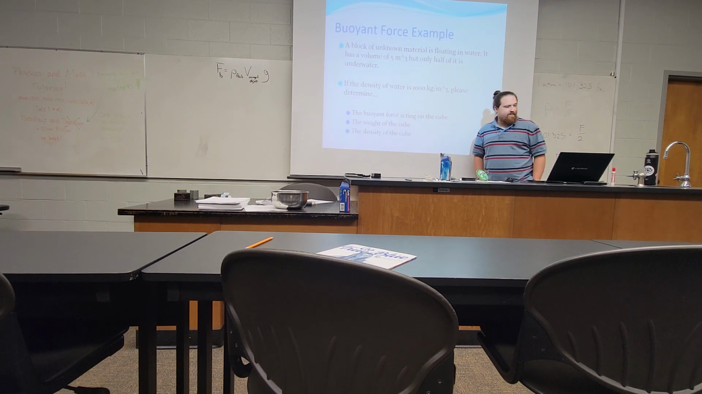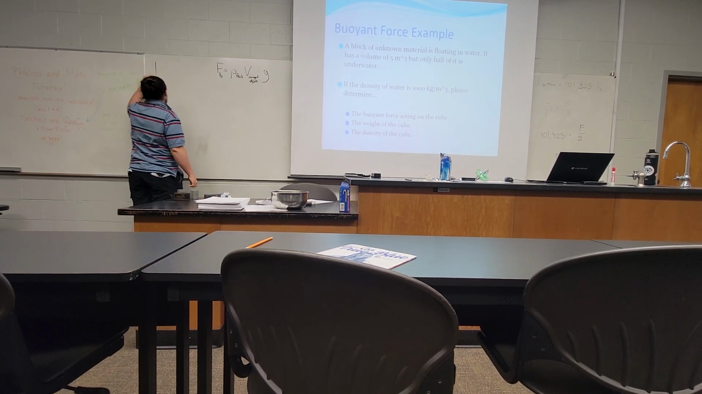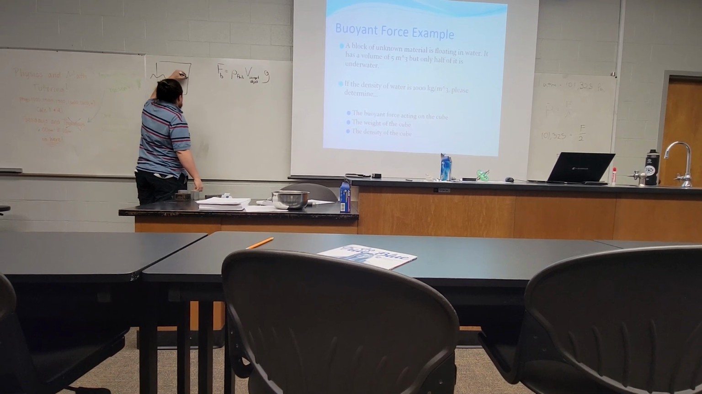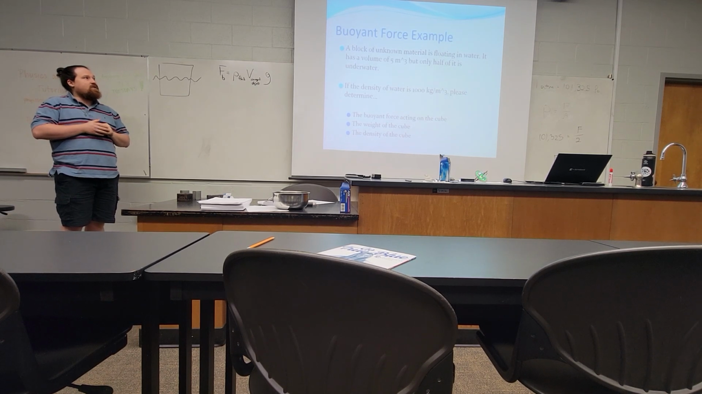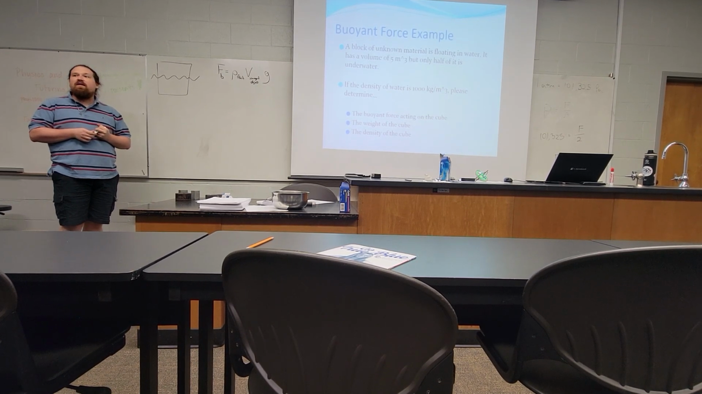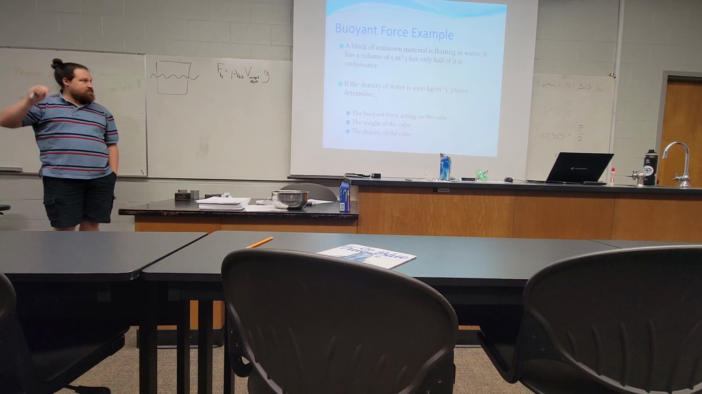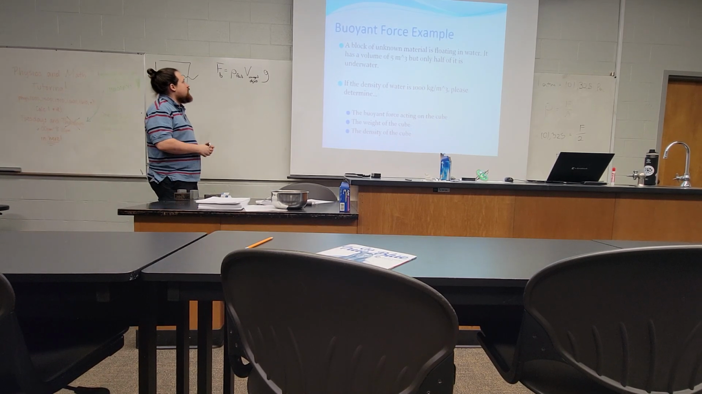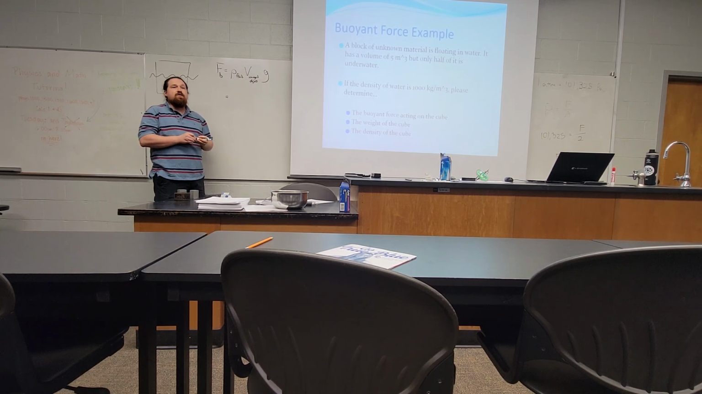Last bit of practice for the day. We are going to examine a floating block of unknown composition. We don't know what it's made of, but we know it has a volume of 5 meters cubed, and only half of it is under the water. The other half is above the water level. And since we like kilograms per meter cubed, water density will be 1,000. With that factored in, let's determine the buoyant force currently acting on this thing.